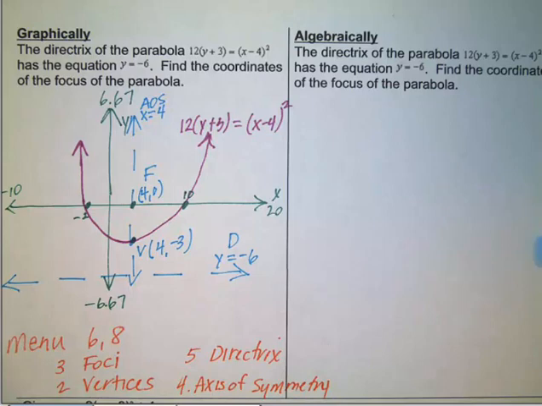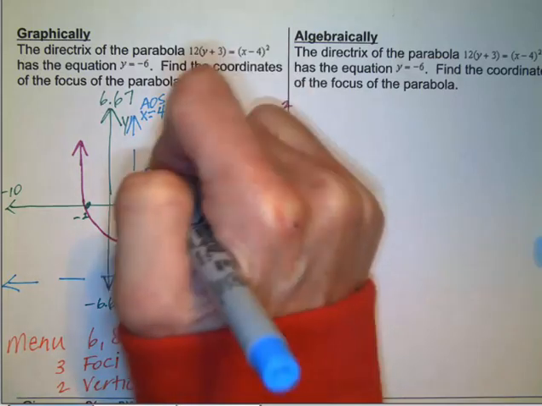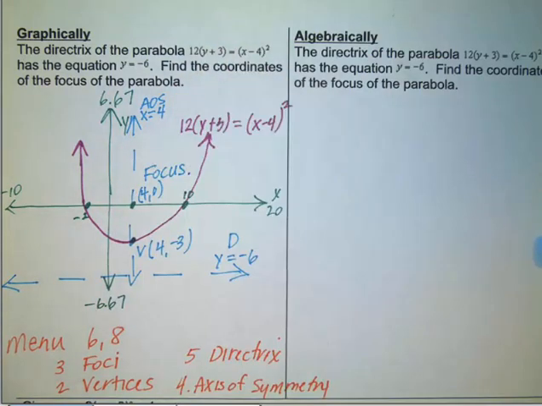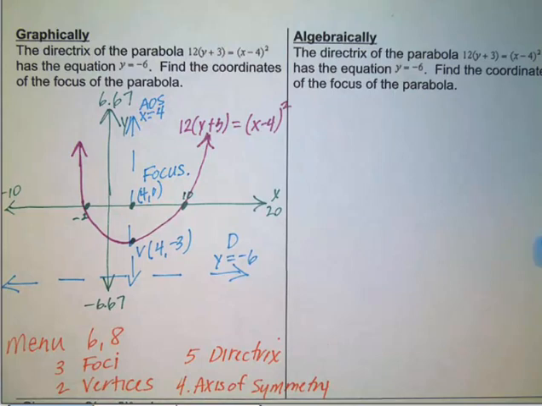All right, this is what it should look like on your paper with your axis of symmetry, AOS, labeled, your focus, the F, labeled at (4, 0), the vertex at (4, -3), the directrix at y = -6, and it asks you to find the focus, so you might want to write focus next to it so they know that is your answer, and you're all done, graphically, full credit.